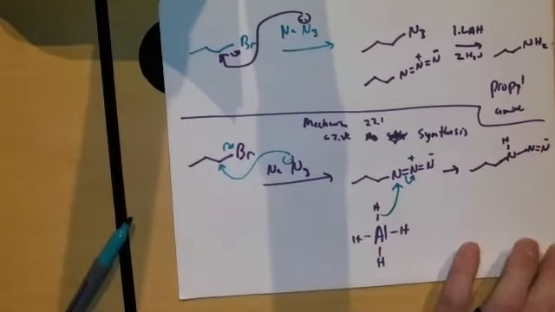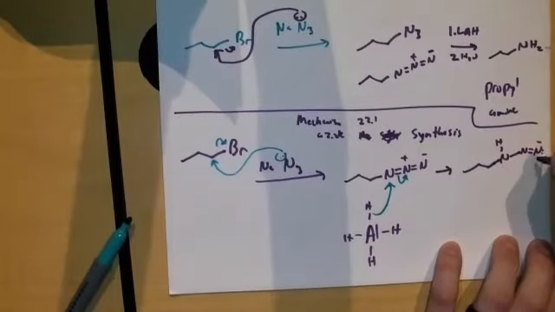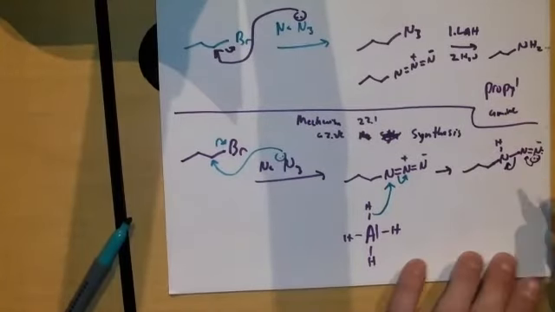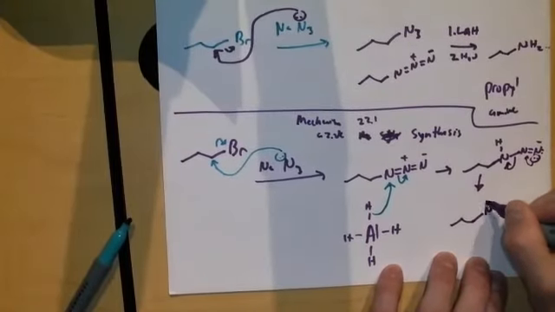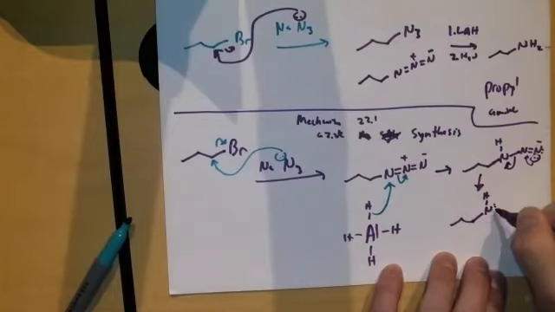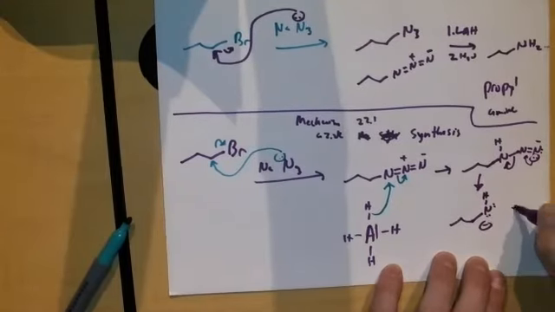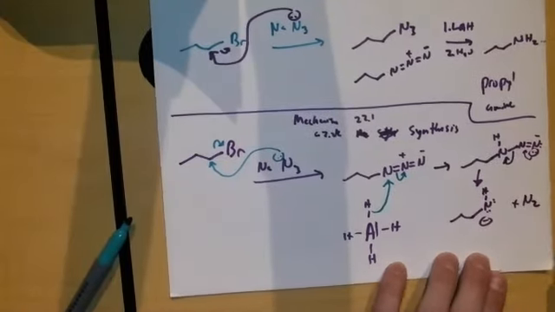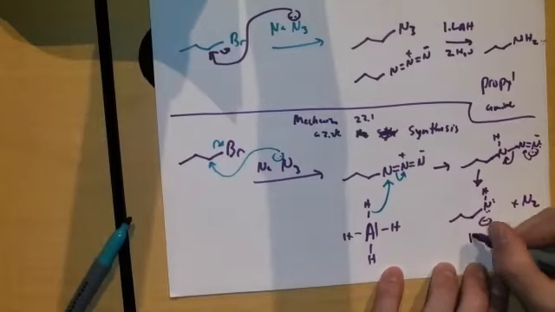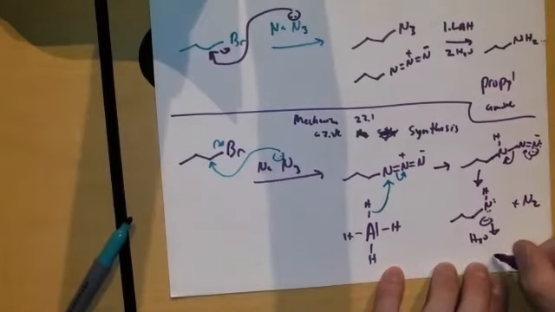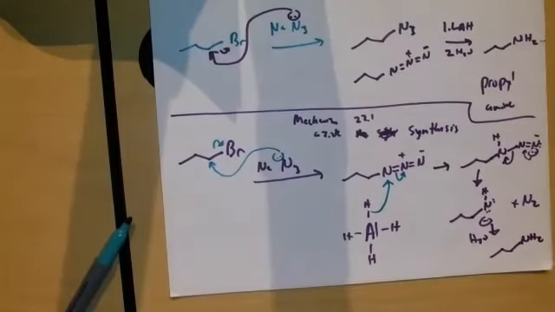From here, our negatively charged nitrogen is just going to close to make N2 gas, cooking out this N. Then the H minus, which in the last step we add H2O. So we can pick up that proton off of this and make our amine.